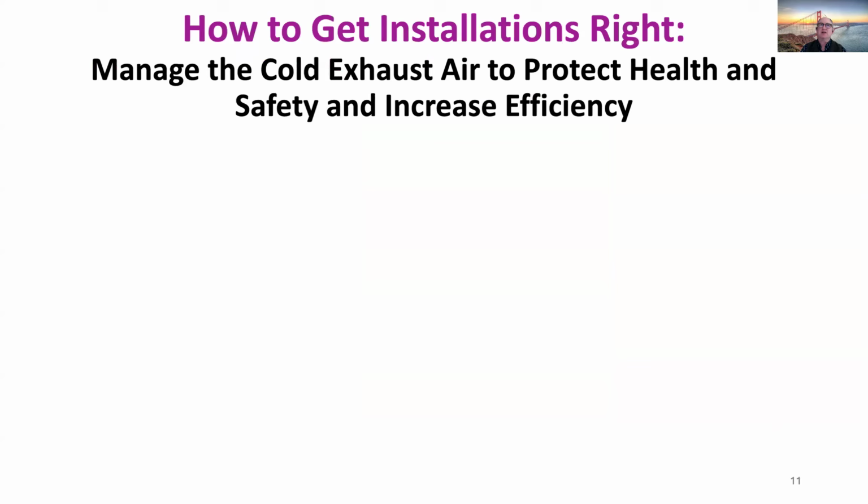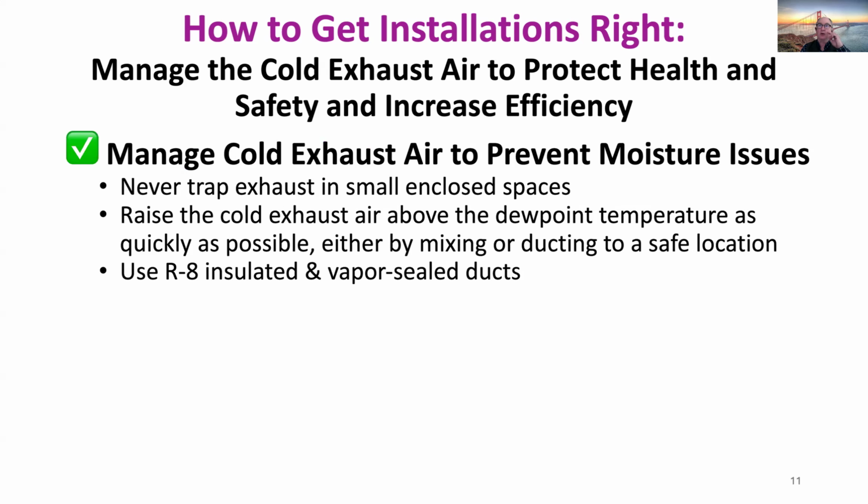So how do we get installations right? We have to manage the cold air, exhaust air, to protect health and safety and increase efficiency. That's the order of events we need to follow. First, we manage the cold air to prevent moisture issues. Never trap exhaust in cold, enclosed spaces. Raise the cold exhaust air above the dew point temperature as quickly as possible, either by mixing or by ducting to a safe location. Use R8 insulated and vapor sealed ducts. Why? That's how you make sure the energy goes where it belongs and you don't get condensation.